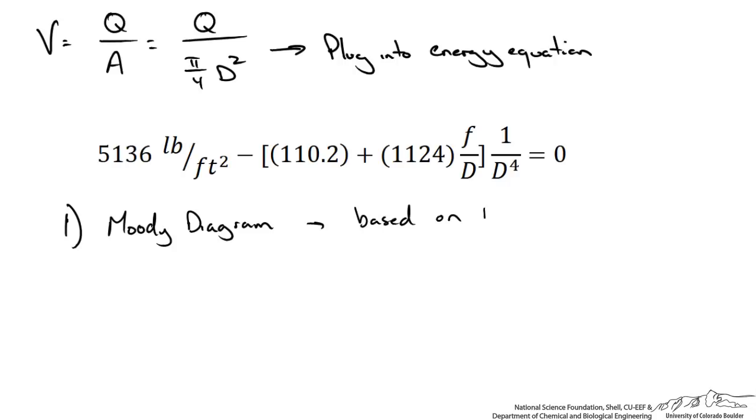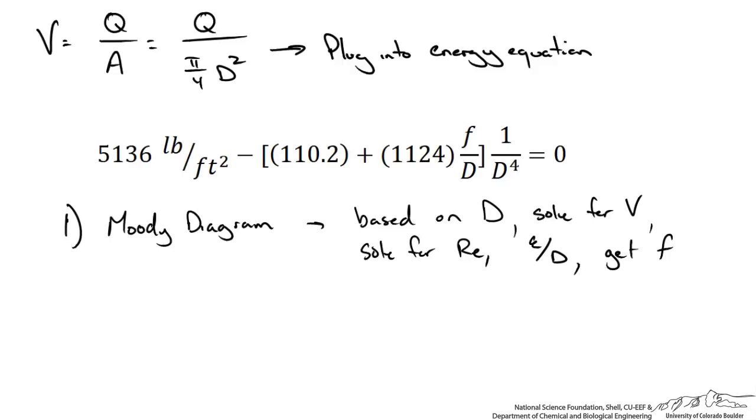Based on D, we could solve for V, thus solve for the Reynolds number, calculate epsilon over D, and then get f. So this is a trial and error iterative approach because it's all based on D. So we have to guess a D, get f, and then make sure that this equation is satisfied. The other approach we'll talk about in a second after we do this guess and check system.